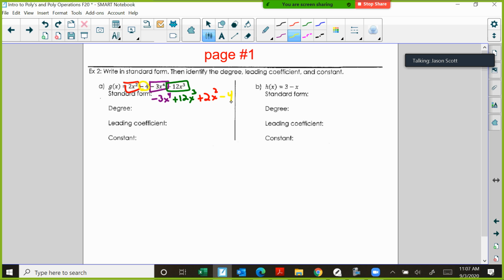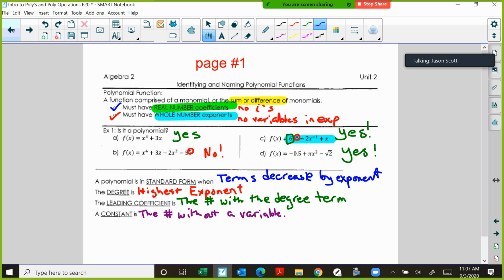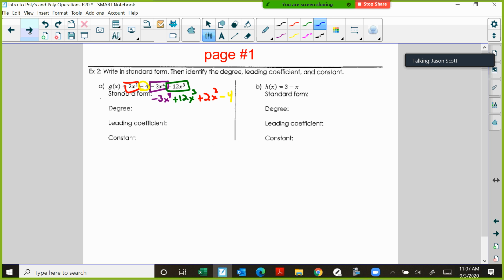Let's talk about degree. The degree is the highest exponent. So I have exponents of 4, 3, 2, and there isn't one on the 4. So this 4 right there becomes the degree. And so our degree is 4. It's the highest exponent in the polynomial.